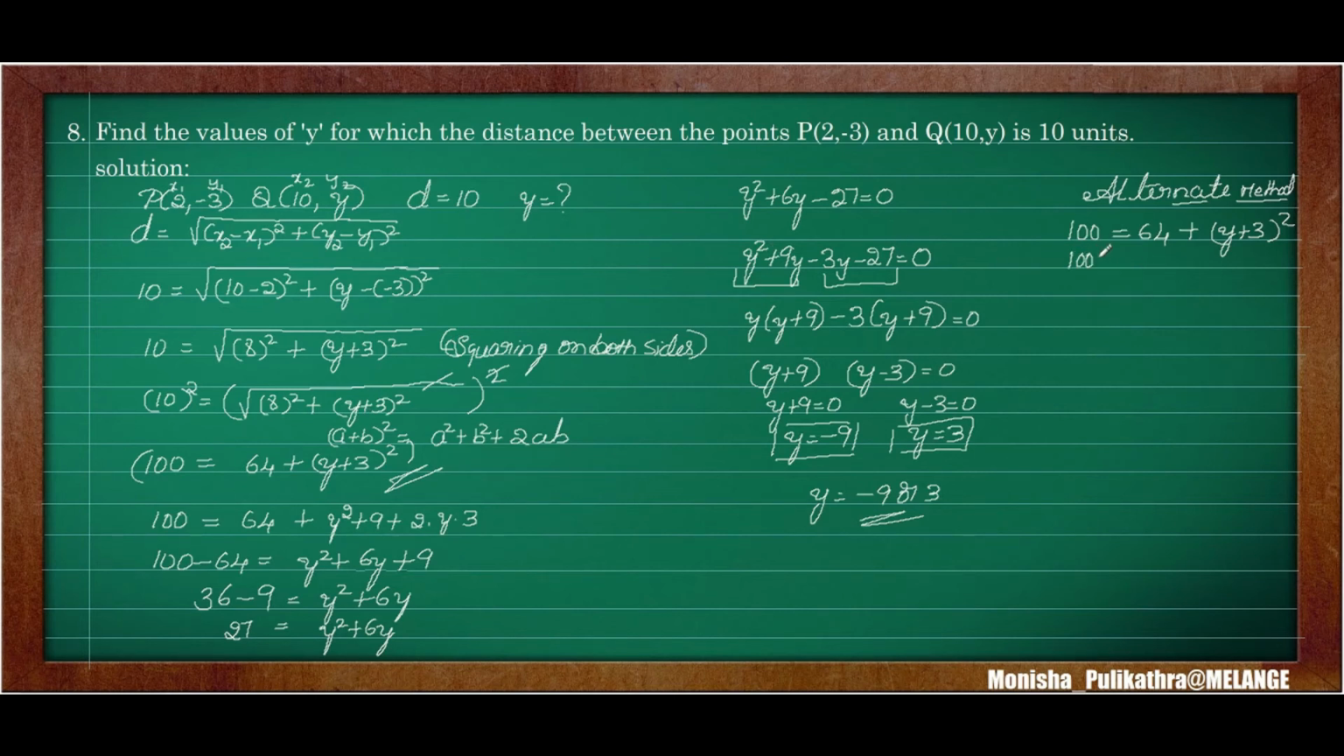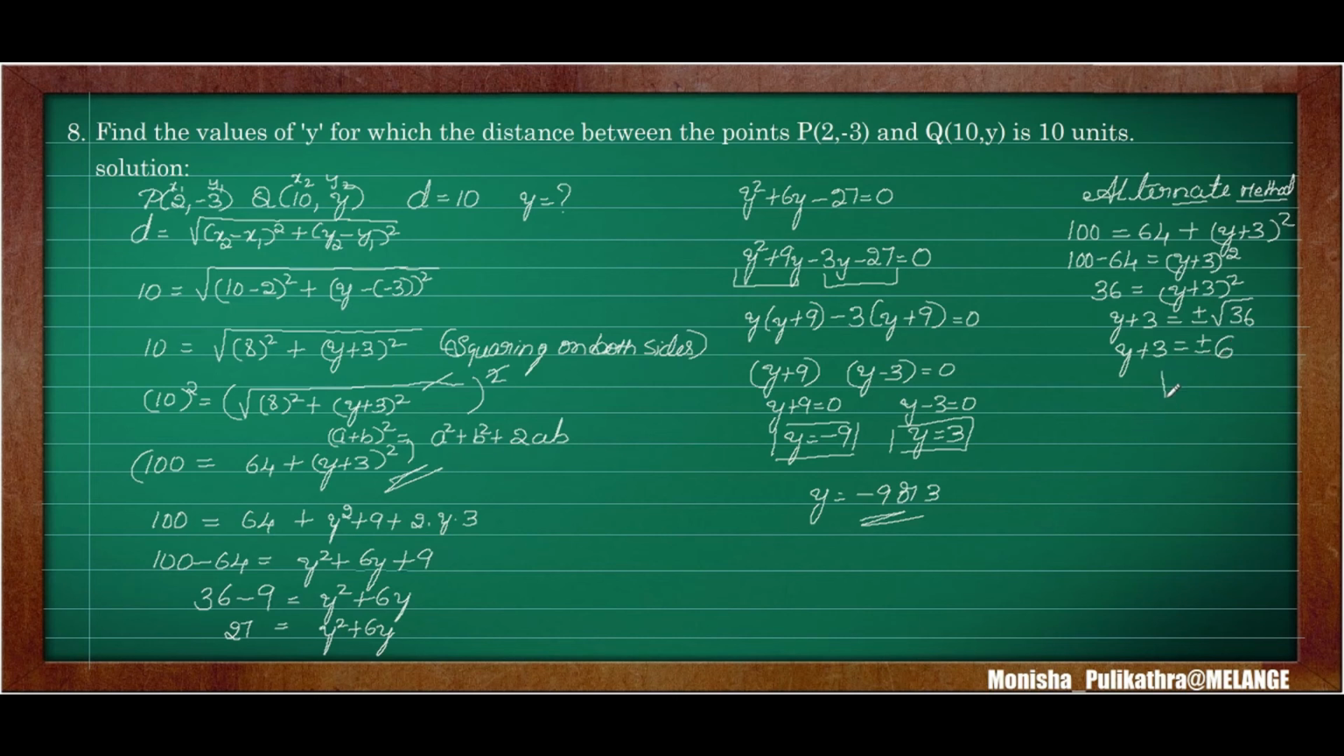That is, first you shift: 100 minus 64 is equal to y plus 3 whole square. There is no need of expanding it. So 100 minus 64 is 36, is equal to y plus 3 whole square. So next I am shifting the square to this side. If I shift the square to this side, it will become y plus 3 is equal to plus or minus square root of 36. So what is the square root of 36? Square root of 36 is 6.